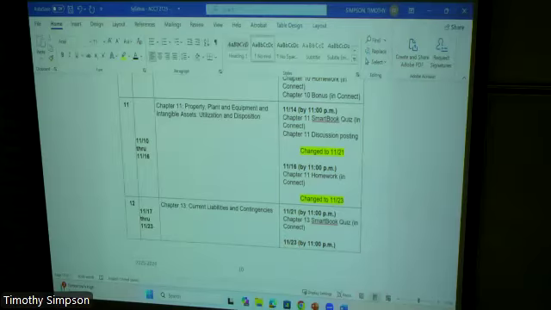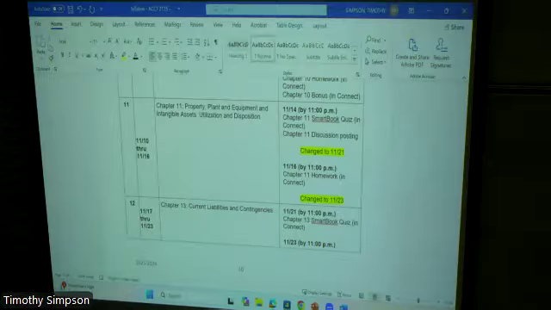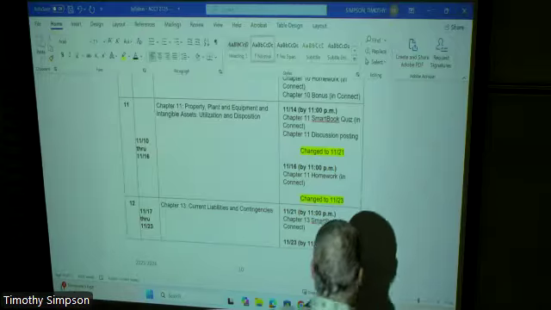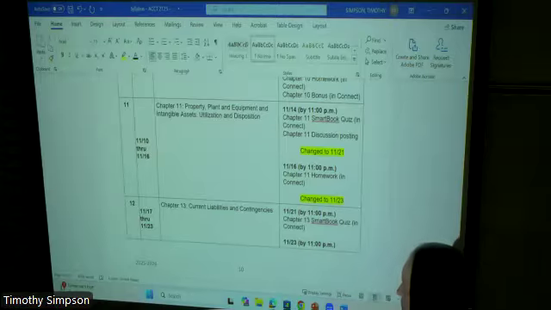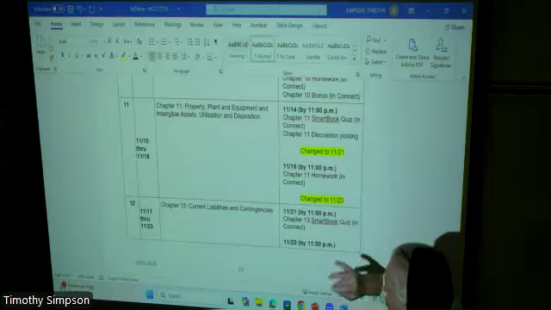In Chapter 10, we talked about the acquisition of those assets and how we book those values on the balance sheet. Here in Chapter 11, it's a lengthier chapter, which is why I extended the due dates with the activities. It's more about how we use them and how we expense the cost over time, how we allocate the cost, whether it's depreciation, depletion, or amortization. That's really the theme of Chapter 11.